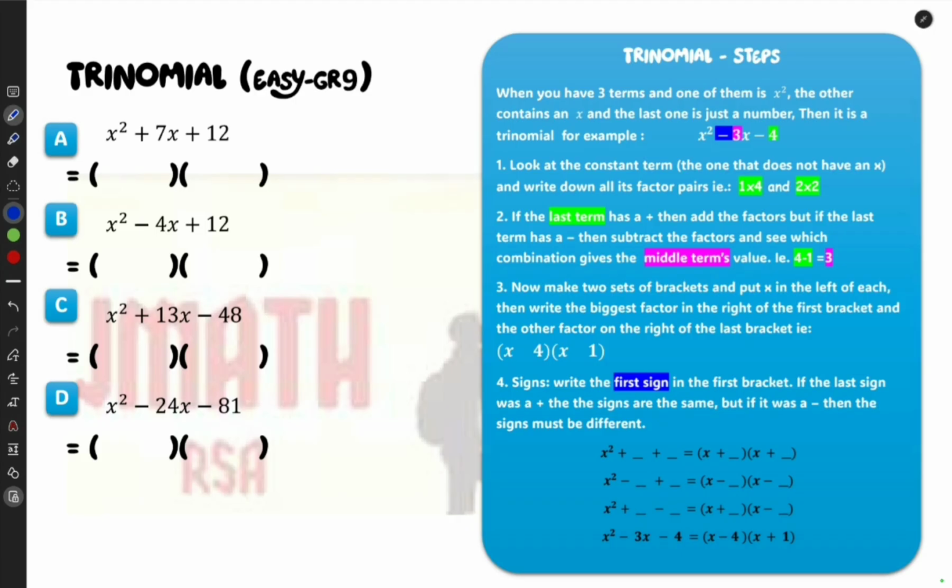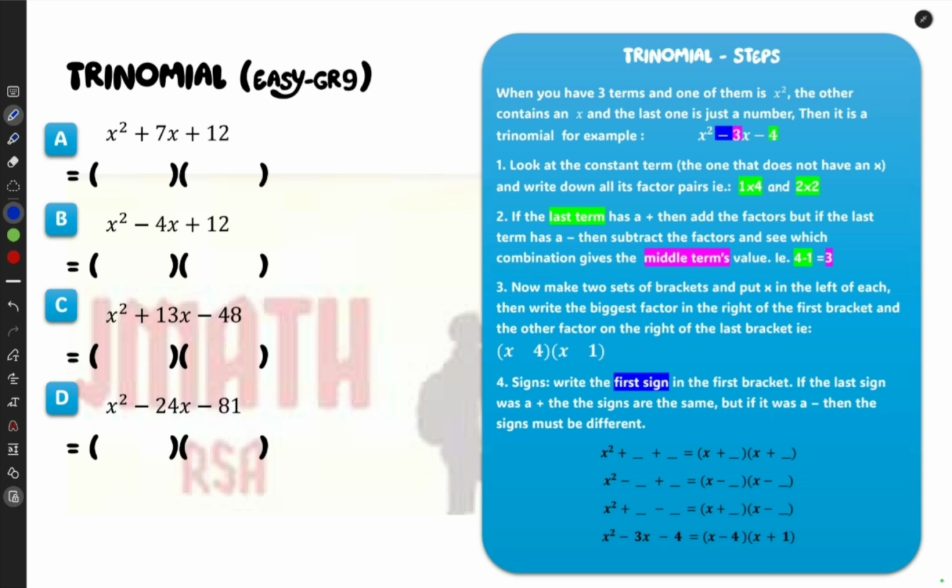Okay, so trinomials. When do you do this? If you are asked to factorize a sum and you see there are three terms. Now it needs to be very specific three terms. So if it has an x, there needs to be an x squared, a normal x, and then a constant term. Then it is considered a trinomial.